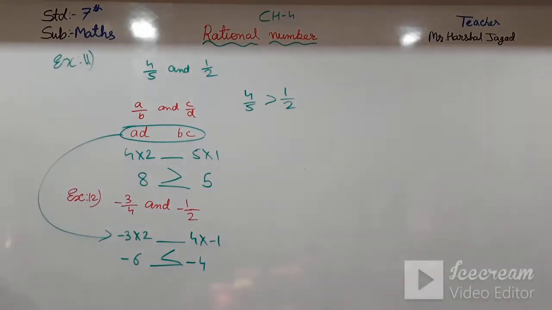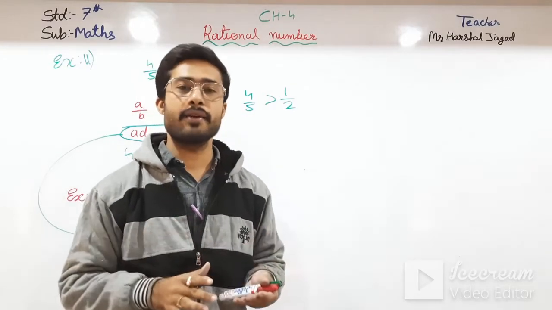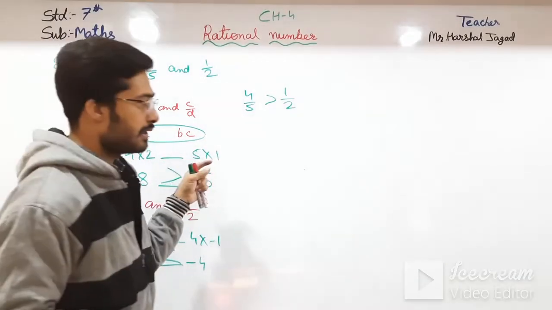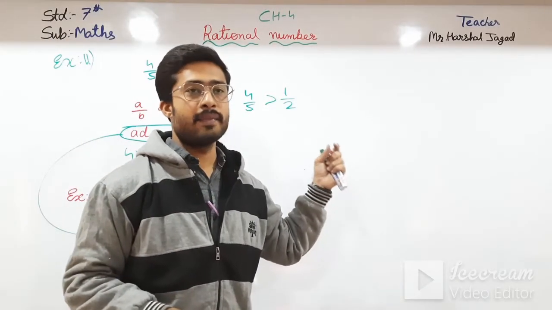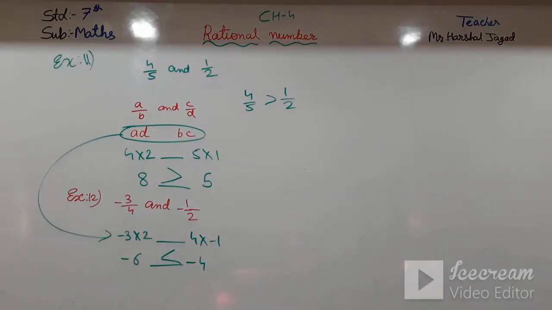Now moving forward, we are now seeing the order of rational numbers. We know that whole numbers and integers can be put in ascending or descending order. In that way we have to put rational numbers in ascending or descending order. Let us see how we will do that. They have given an example, number 13. Let us do that.